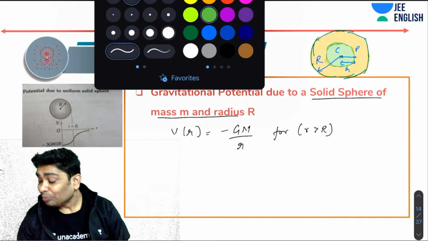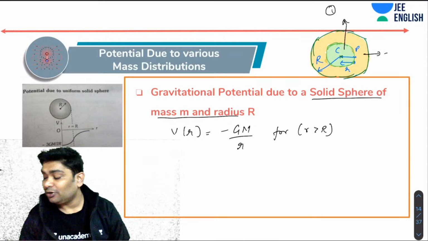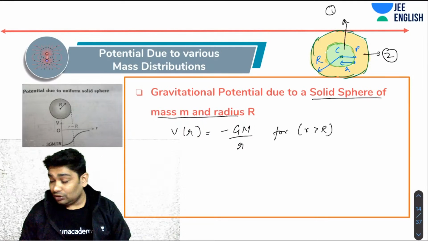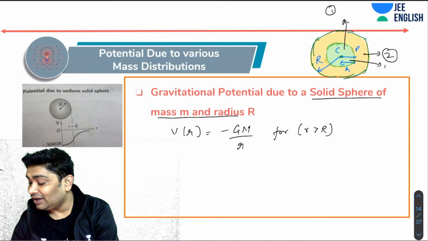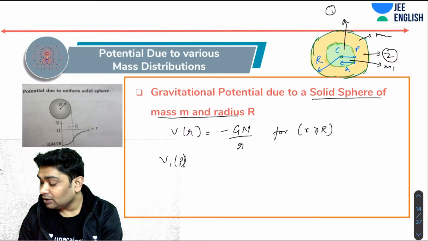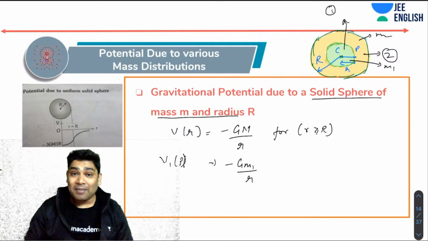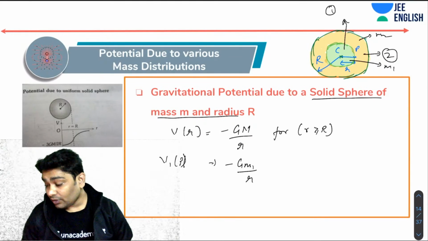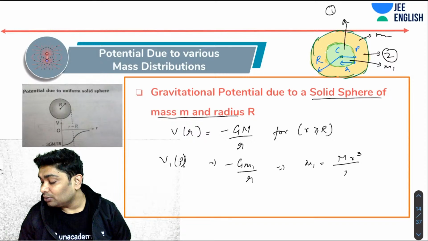Let's call this part one of our mass distribution, and this part two. Let this have a mass m1 and this a mass m2. So I know the potential at P due to 1. That will be given by this formula: minus G m1 over r, where m1 is the mass enclosed in the inner sphere. I also know what m1 is. m1 would be equal to total mass M into r cube over capital R cube.